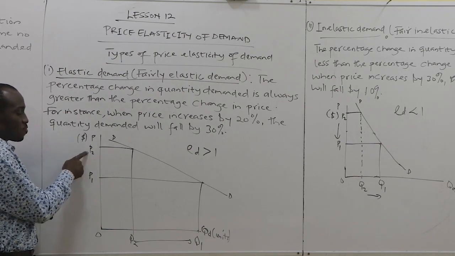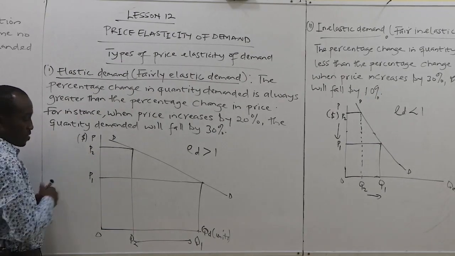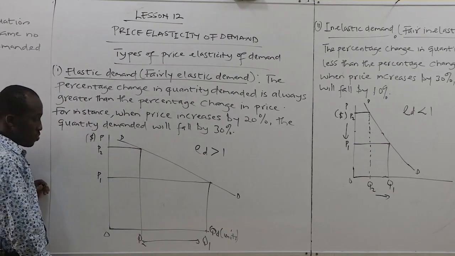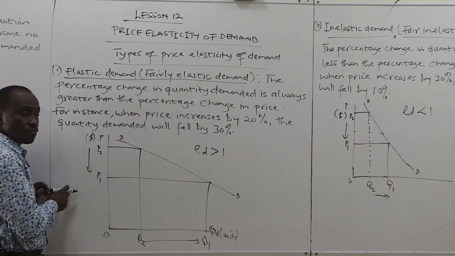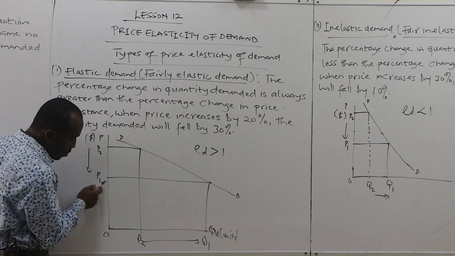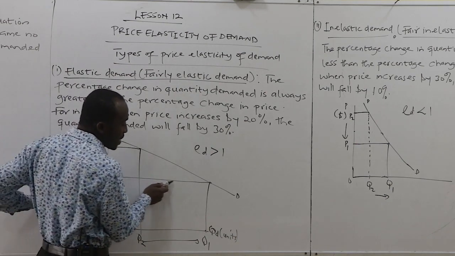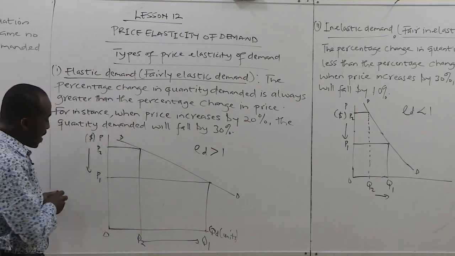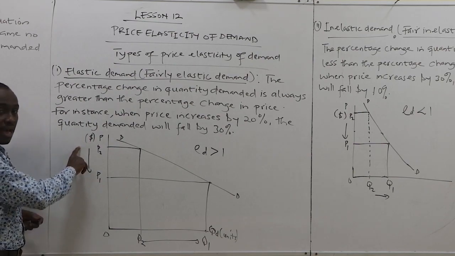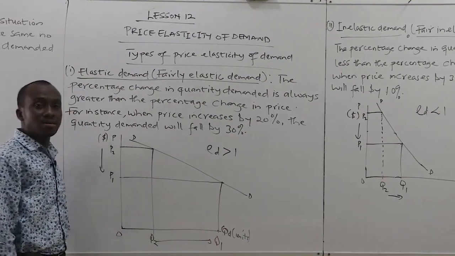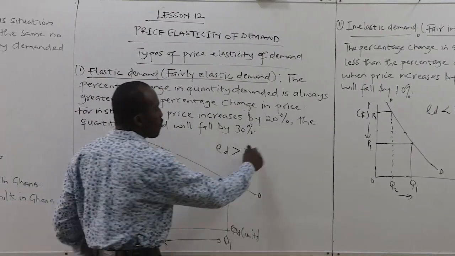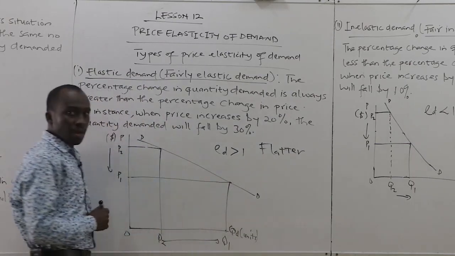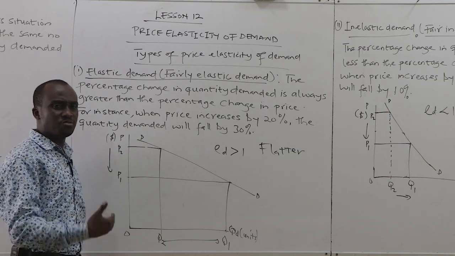Let's assume that price was at P2. When price was at P2, if you trace the price down to the demand curve, we're going to have Q2. That's quantity 2. When price reduced to P1, what happened? If you trace the P1 to the demand curve, the demand increases to Q1. What do you see? A slight change in price has brought a large change in quantity demanded. So here the demand curve is more flatter. It's flatter because the commodity is very sensitive to changes in price.